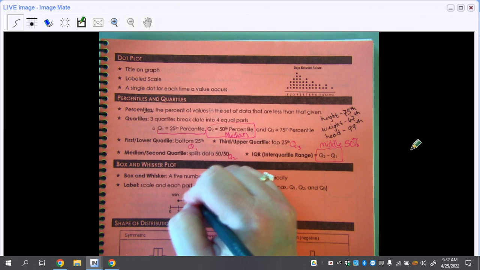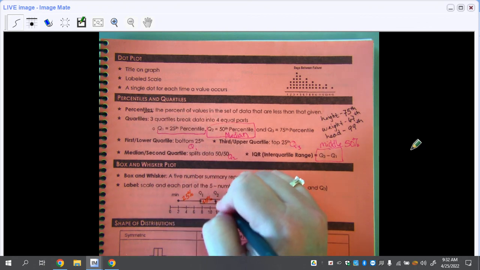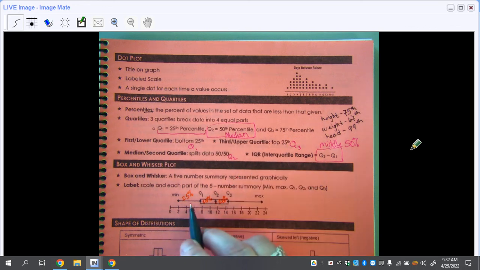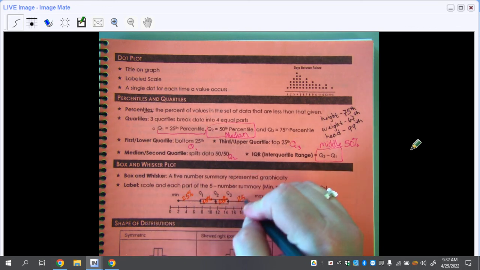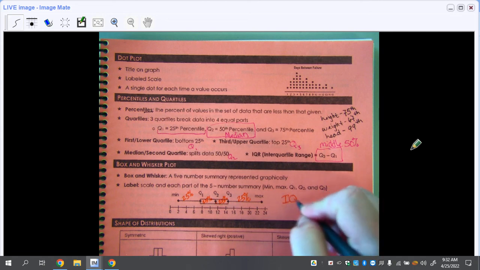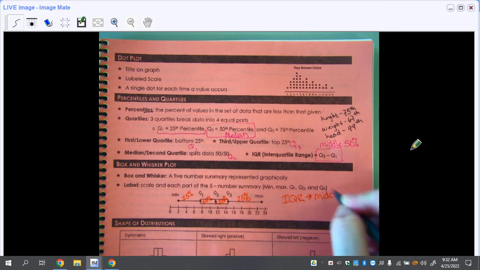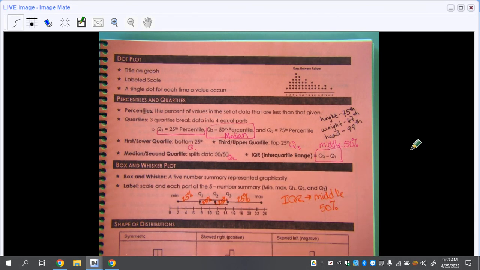So each part of this represents 25% of your data. That first quote unquote whisker is 25%. Each piece of the box is 25%. So 25%, 25%, and then that right there is also 25%. Your IQR, as I said up above, that is your middle 50% of your data there.